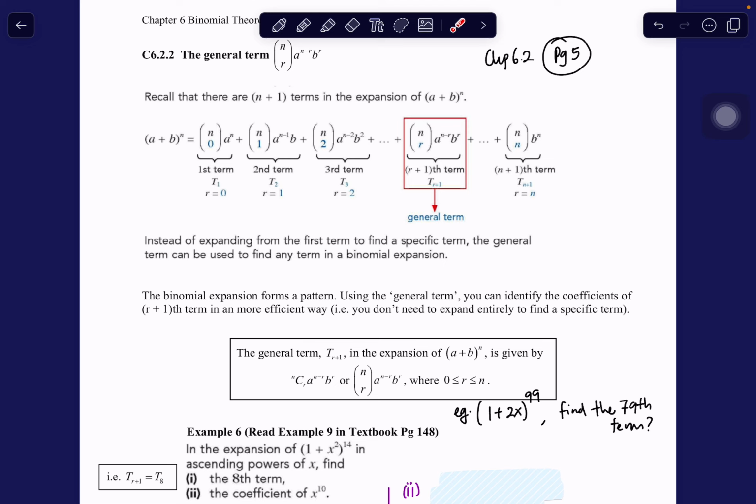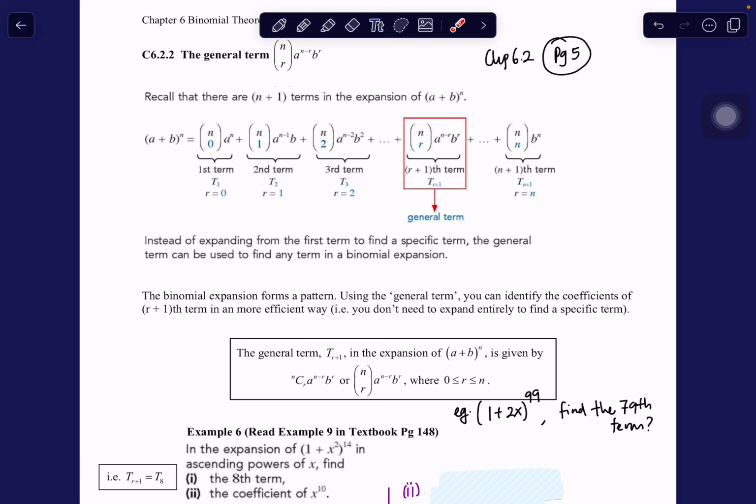This is the part 2 video of our chapter 6.2 notes. We are on page 5. So today in this video, I will be going through with you on how to use the general term to find a specific term in our binomial expansion.